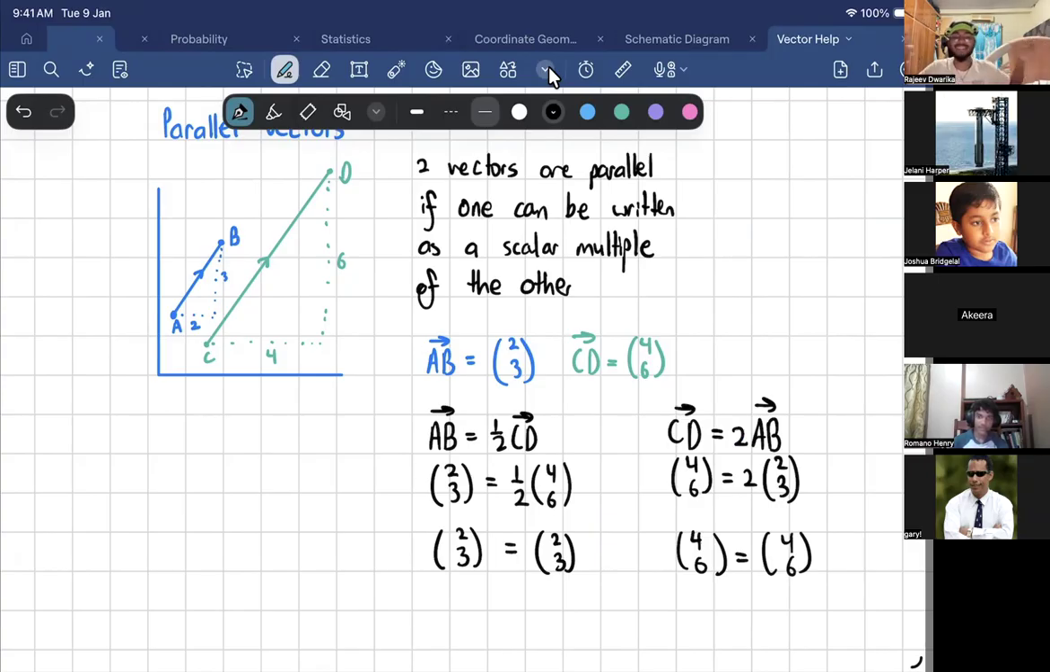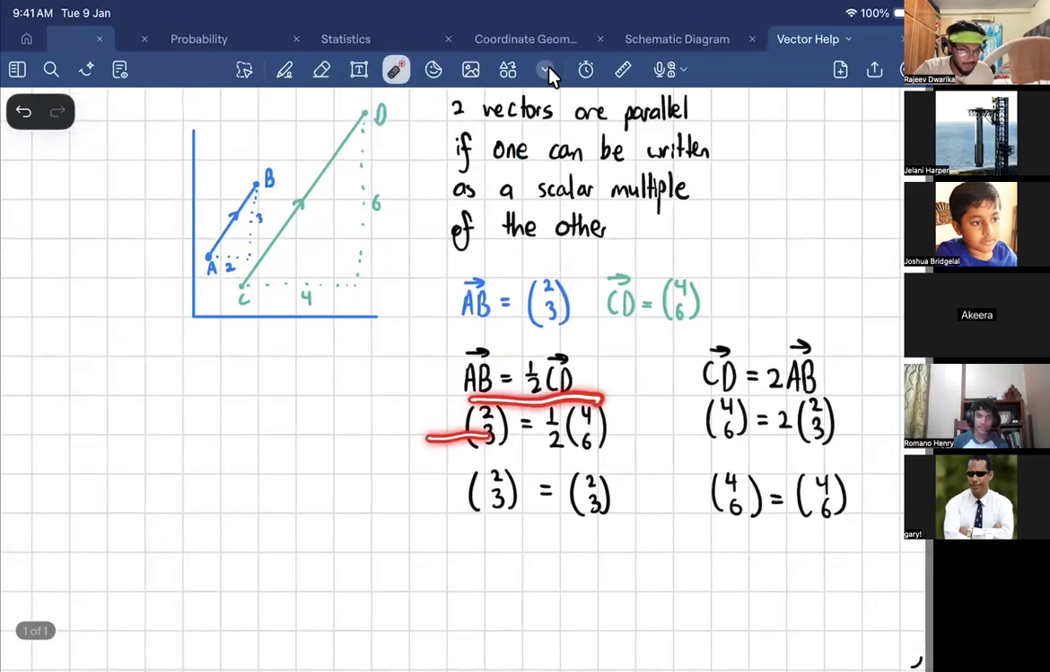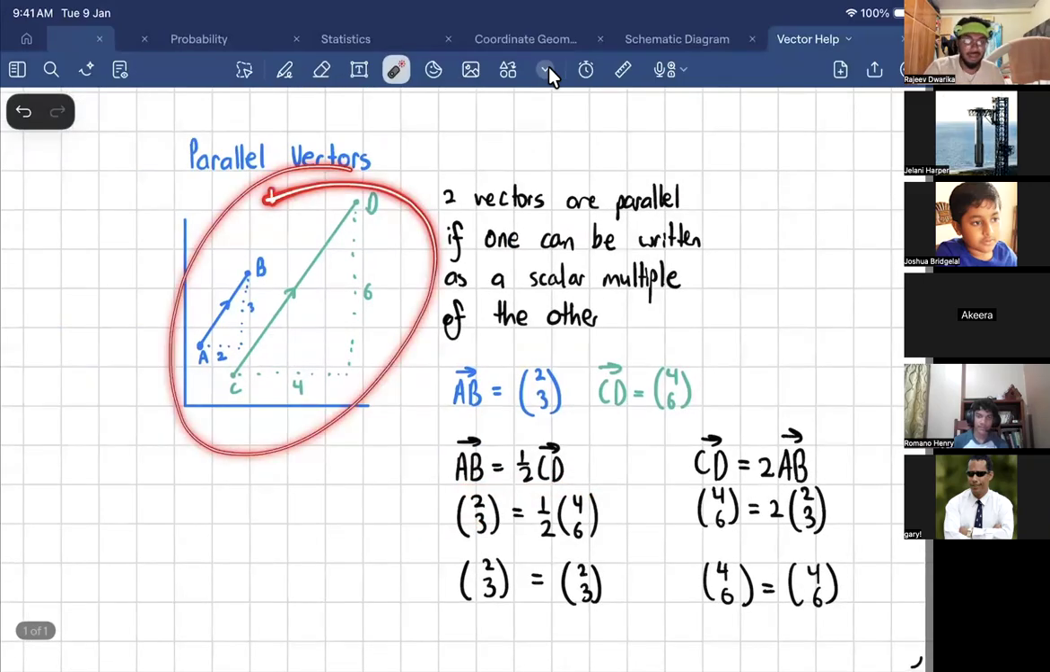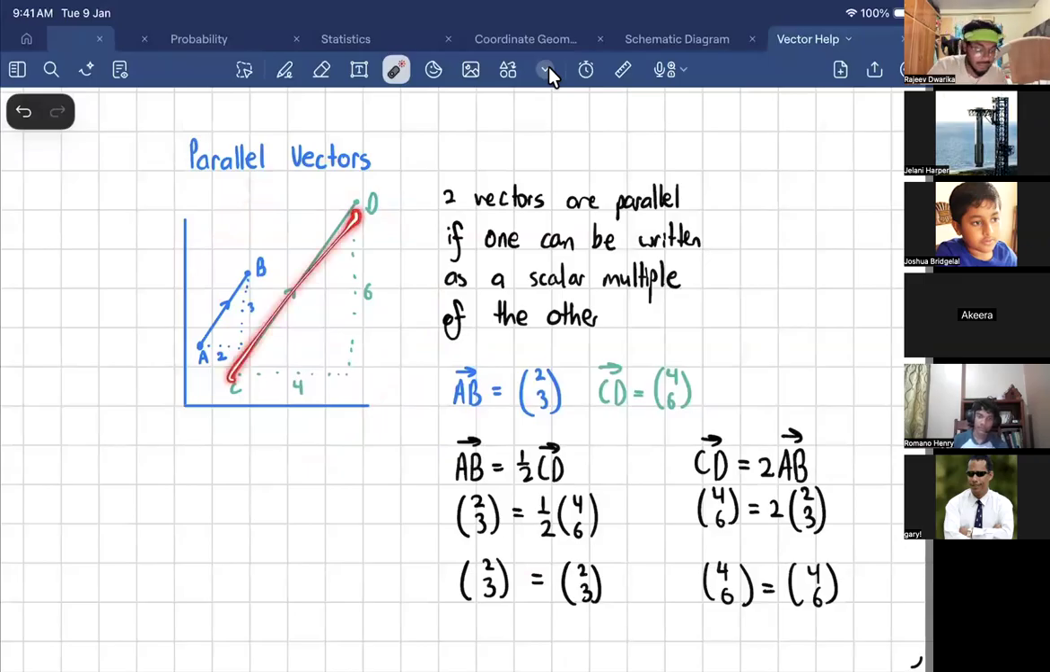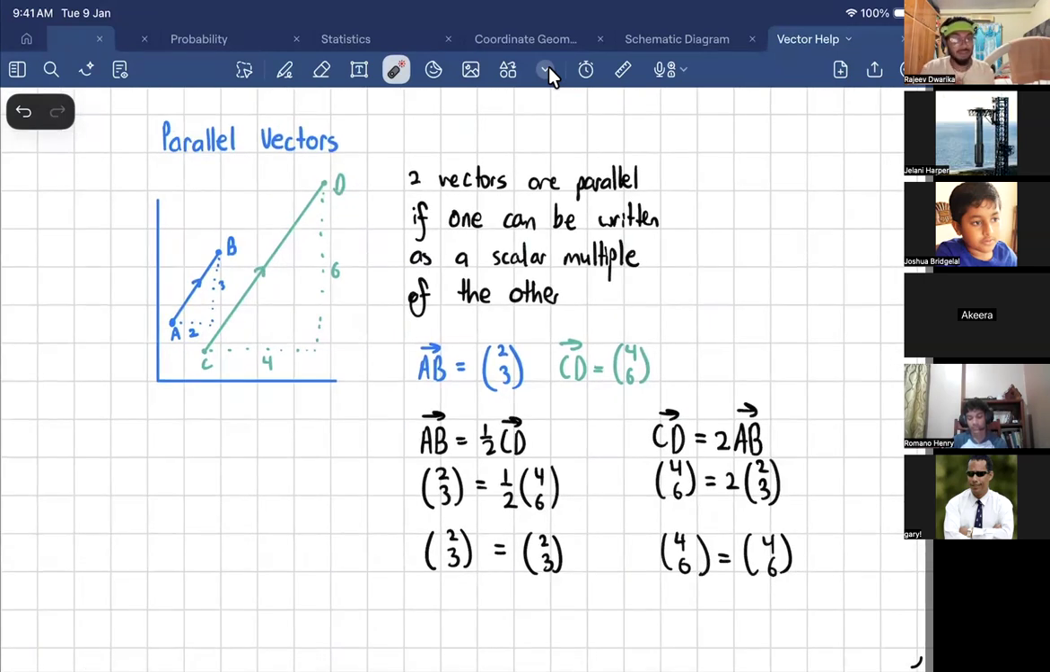So in doing this, we were able to say that AB could be a half of CD, which we saw. And then we also could say that CD is just 2 ABs. So anytime you could write 2 vectors in terms of each other, where one is a scalar multiple, it means that they are parallel. It does not mean that they are collinear. You'll see what collinear means just now. But once you could write 2 vectors as scalar multiples of each other, it means they are what? Somebody tell me. Anytime I could write a vector as a scalar multiple of another, it is parallel.